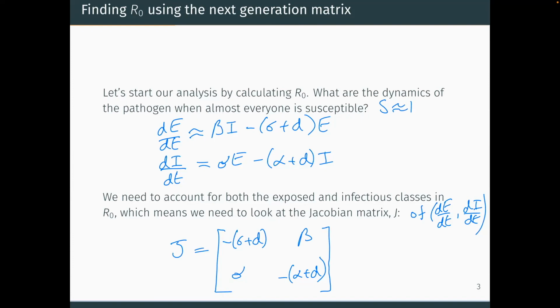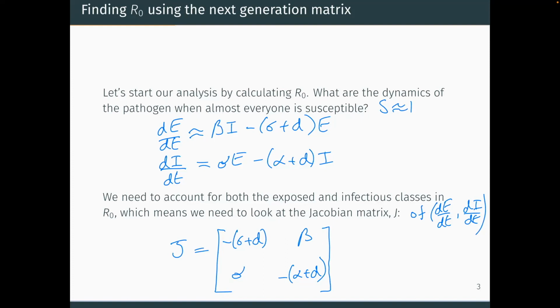Why do we care about our Jacobian? Well, the eigenvalues of our Jacobian tell us about the stability of the equilibrium. And remember, this is the disease-free equilibrium. I've already essentially put it in here. We would have had an S star here, because this would have been a beta SI, but I've already substituted in the fact that S is equal to 1. So that's where that S star has disappeared to.